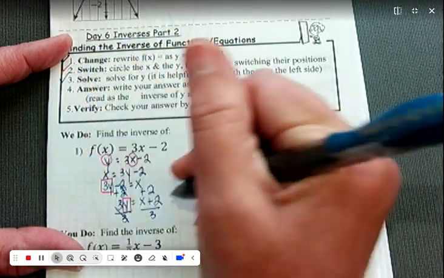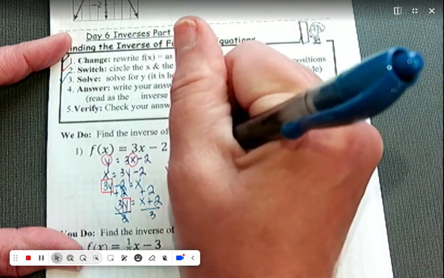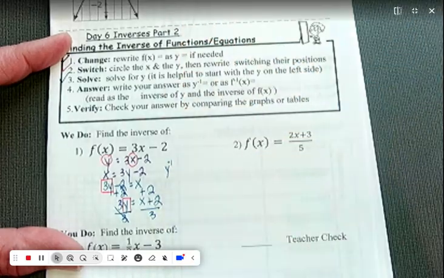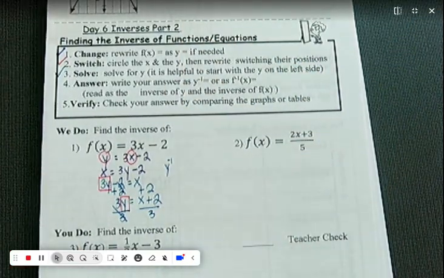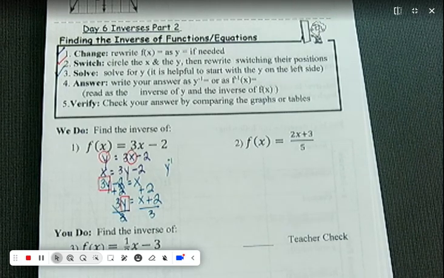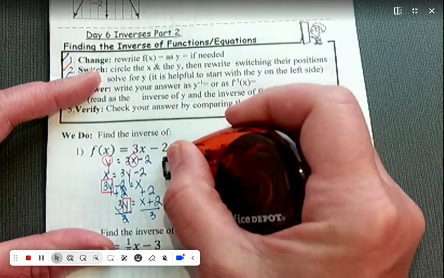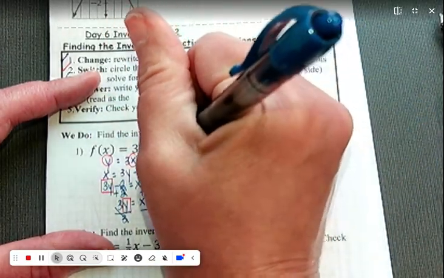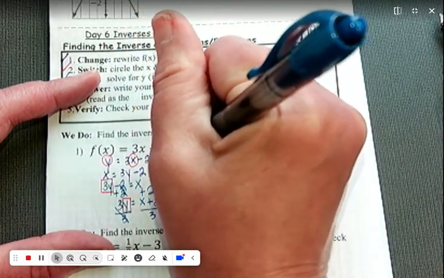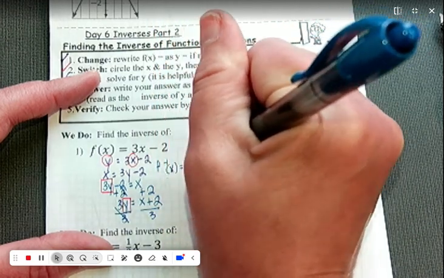And so there's a couple ways you can write your answer. We could write it as the inverse of y. And actually, I might use the inverse of f of x because I started with f of x. So that might be how you see your answer if that's what you started with. So we'll just switch it back. The inverse of f of x could be equal to x plus 2 over 3.